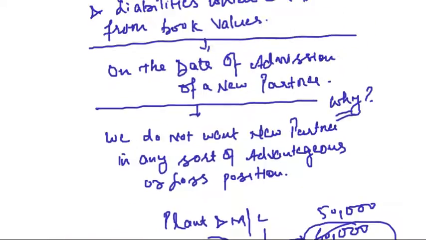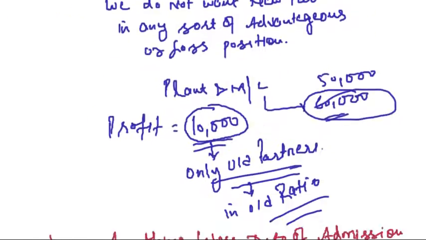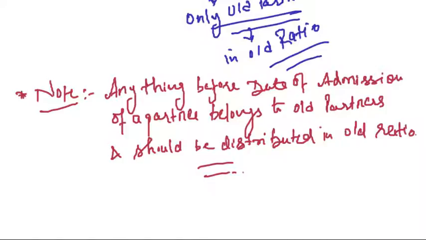Right? That's why we are revaluing our assets and liabilities, so that our new partner does not gain unnecessarily. If there is any profit on the revaluation, that belongs to the old partners, because that value appreciated before the date of admission when the new partner was not in the picture. So the new partner must not get the benefit of that. That must be distributed among the old partners in old ratio, right? You may write this down. This note is very important. Okay.